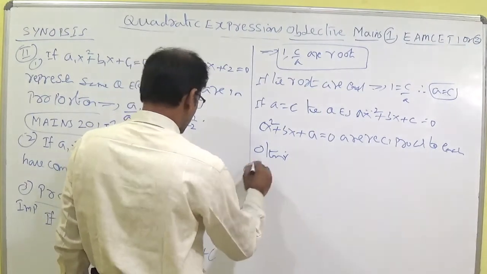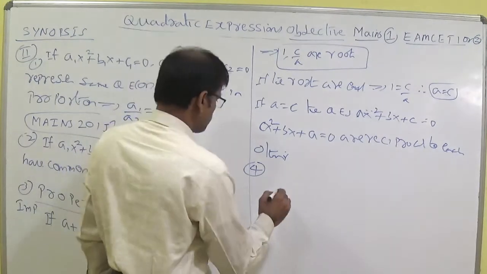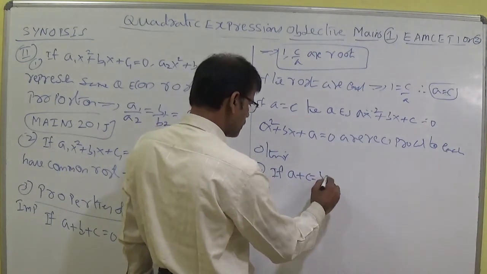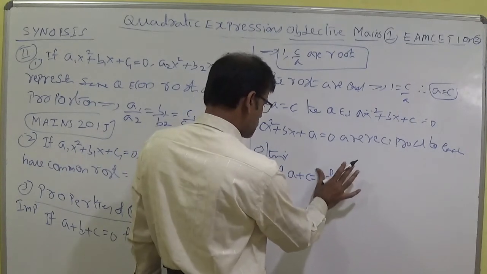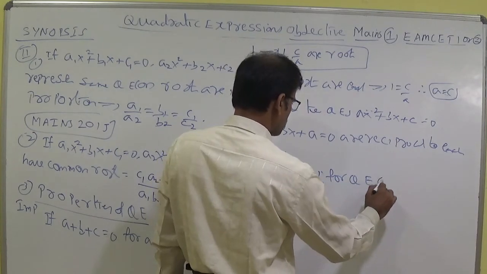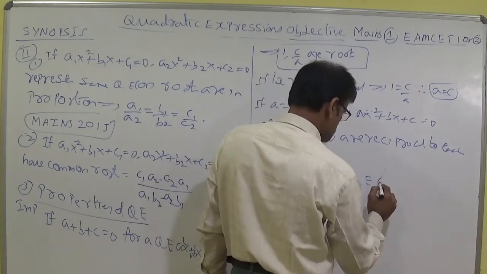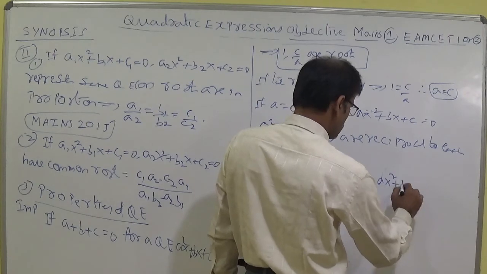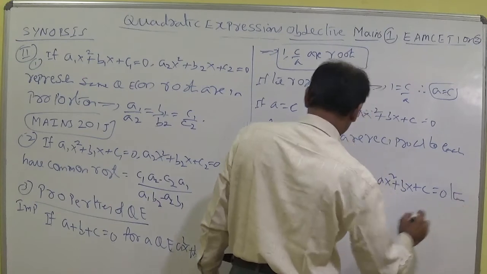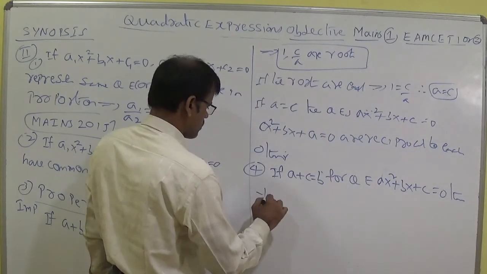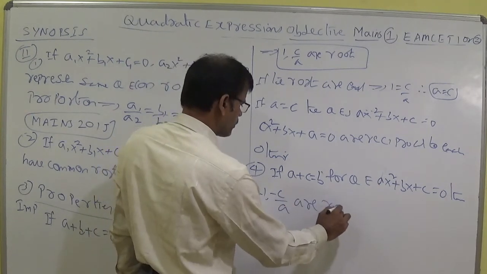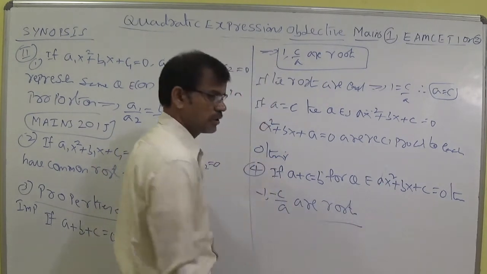Among these, another formula, the fourth formula, is there. If a plus c is equal to b for the quadratic equation ax square plus bx plus c equal to 0, then minus 1 comma minus c by a are roots. These are the properties of the quadratic equation.